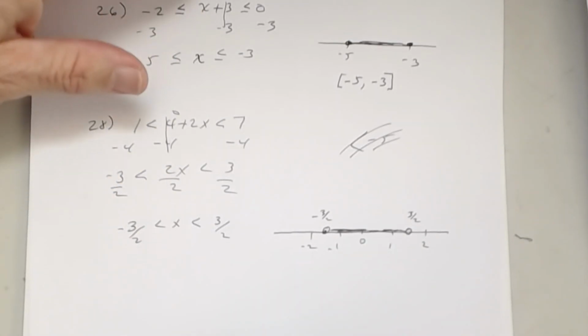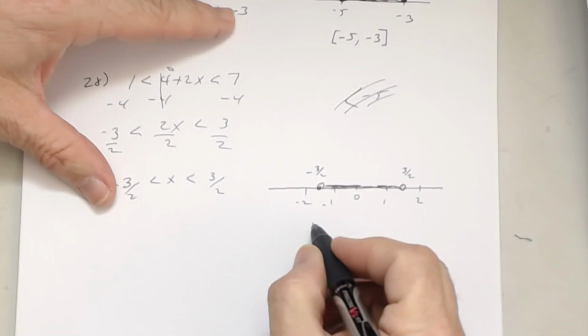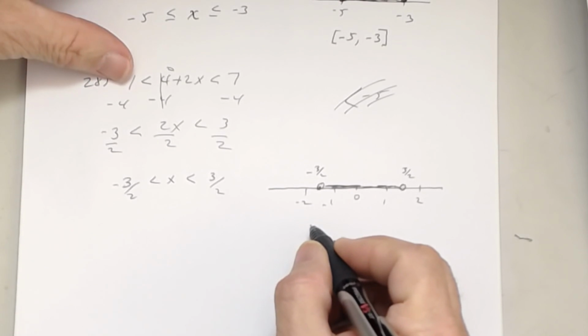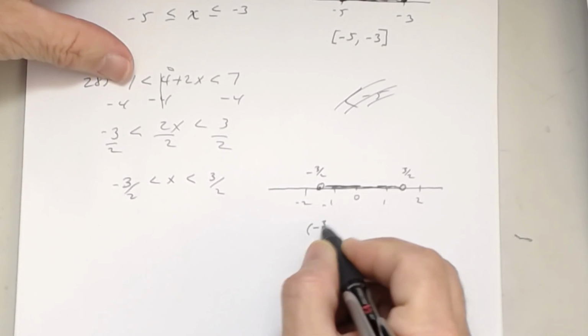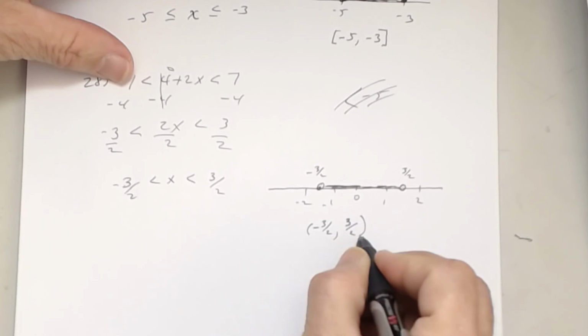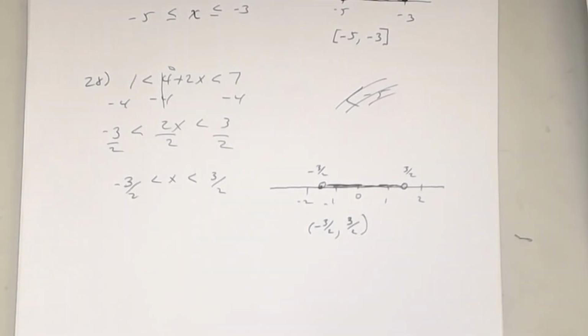And then your solutions would be, for your interval notation rather, would be what? Parentheses, comma, parentheses. Okay? Now let's look at 30.